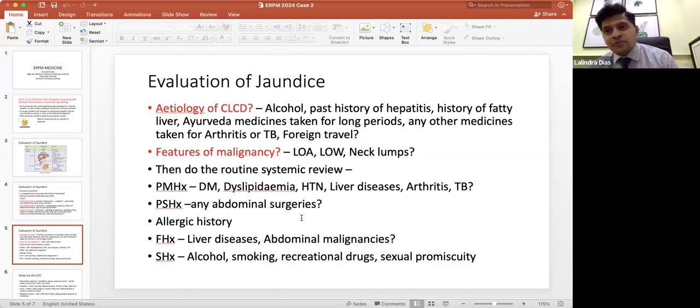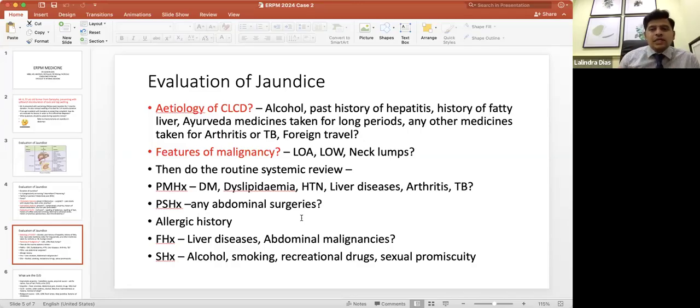Right. Then also features of malignancy. So you need to ask about loss of appetite, loss of weight, whether they remember their weight loss. Some patients might say, Doctor, 3 months before my weight was 65, but now I have lost about 10 kilos and now I am almost 55. So that's a very significant drop of weight. Then also ask for any neck lumps, whether he has noticed any neck lumps. That is cervical lymphadenopathy.